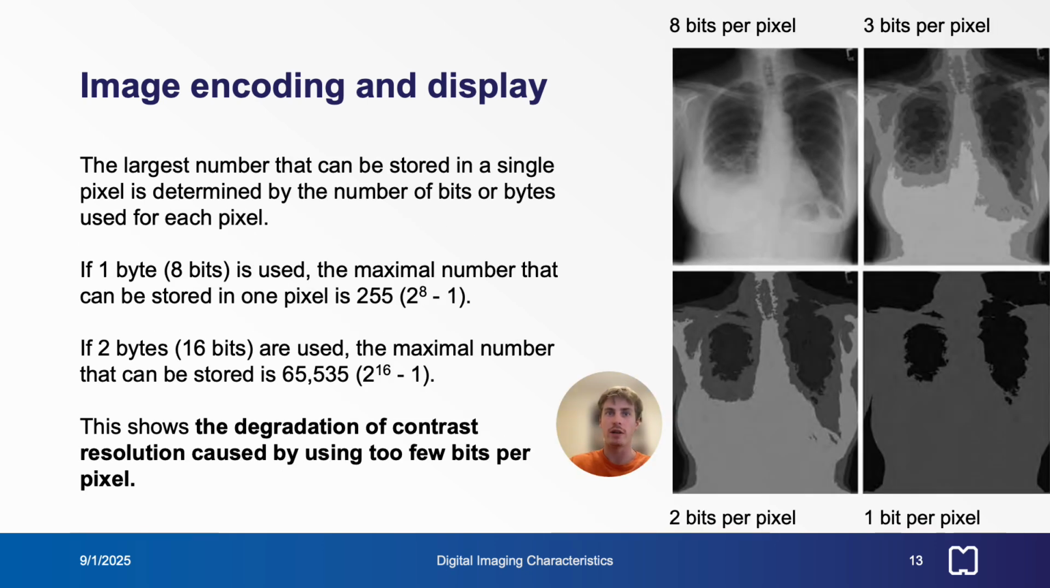The largest number that can be stored in a single pixel is determined by the number of bits, or bytes, used for each pixel. If 1 byte, or 8 bits, is used, the maximal number that can be stored in 1 pixel is 255. If 2 bytes, or 16 bits, are used, the maximal number that can be stored is 65,535. What these images show is the degradation of contrast resolution caused by using too few bits per pixel.